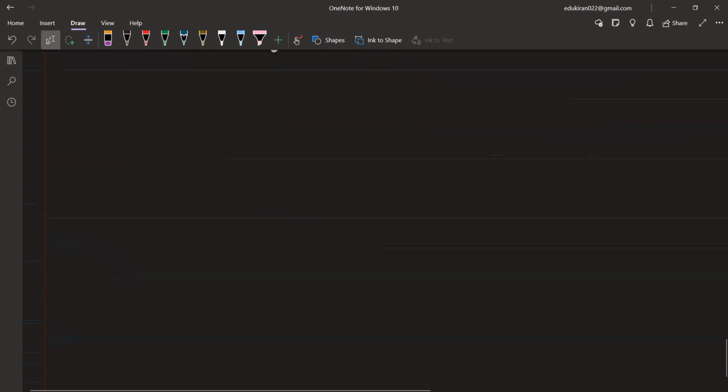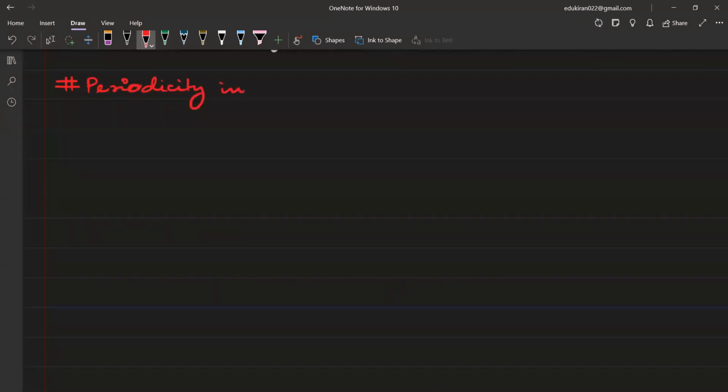Okay, fine. Now we will write the properties. Periodicity in properties. So first of all, why is this periodicity seen? Why are there periodic properties? They can ask you a simple question: what is the cause of periodicity in the properties of elements in the modern periodic table?